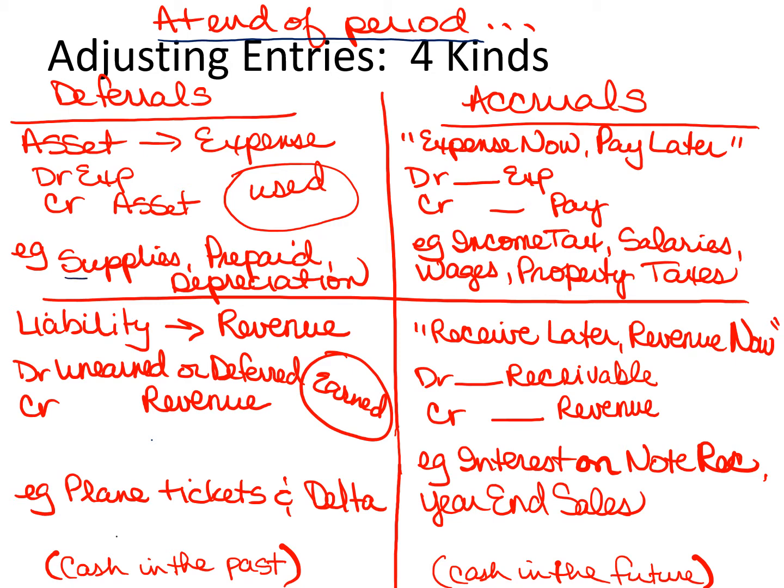And good examples are supplies. So we have an asset account called supplies. We look at that account and say, well, how much of those supplies have been used or consumed during the period? And thus we need to move it to the expense. And the entry is debit supplies expense, credit supplies. Or we could have prepaid insurance or prepaid rent, where we have an asset account called prepaid insurance, that we paid for that insurance policy in advance. Well, some of that insurance has expired because insurance expires every day. So we're going to debit insurance expense and credit prepaid insurance.